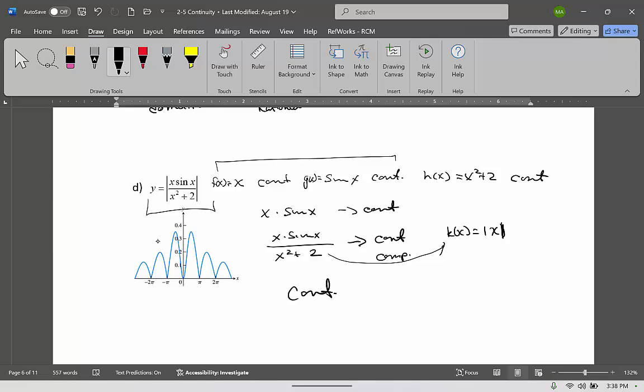Okay, so basically we're just using those properties. We're talking about, you know, if each of the pieces are continuous, then their products are continuous, their quotients are continuous as long as the denominator is not equal to 0, and the composite function of two continuous functions is also continuous.